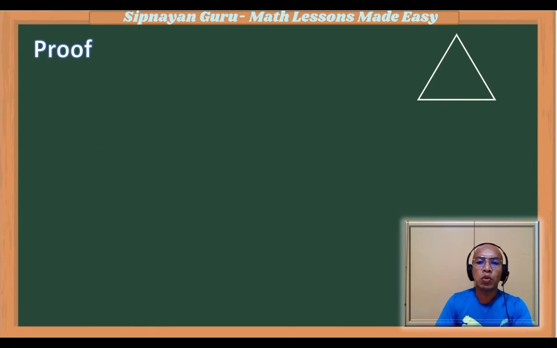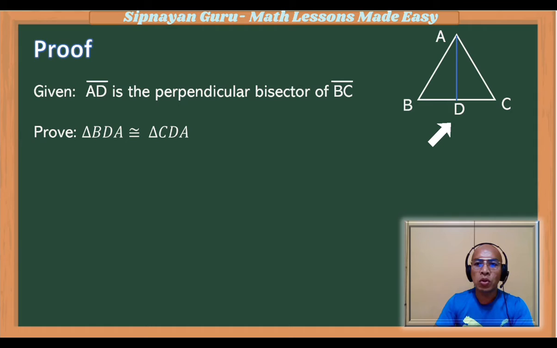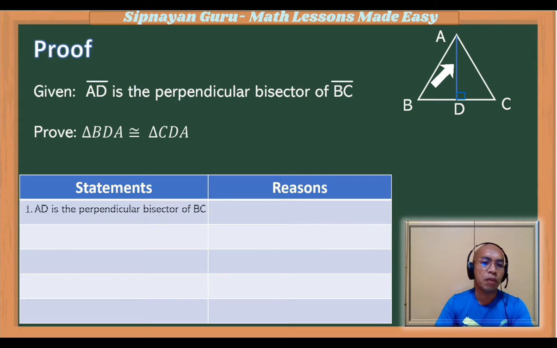Now, let us prove that the two triangles are congruent using the angle-side-angle postulate. So, we have this triangle ABC and the given statement that AD is a perpendicular bisector of BC. Suppose this is a midpoint. So, this segment from the vertex to the midpoint of the opposite side. Perpendicular means that this segment forms a right angle to the opposite side. At the same time, this segment is the bisector of angle BAC. That would mean this segment divides this angle A into two equal parts.